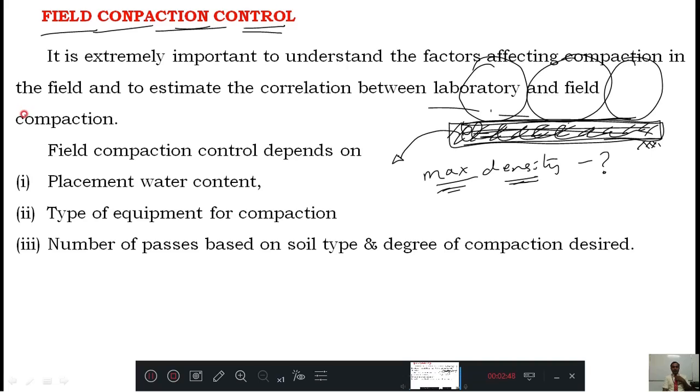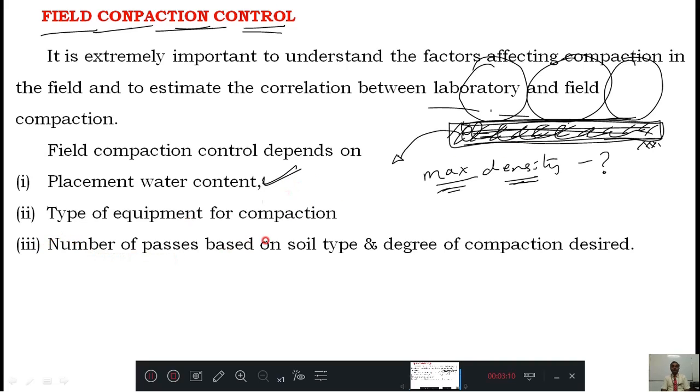It is extremely important to understand the factors affecting compaction in the field. In the laboratory, the factors are different, that we studied already. But in the field, only 3 factors are there. They are very, very important. The first one is placement water content. Placement water content means how much water you are placing on the ground to compact. That is called placement water content.